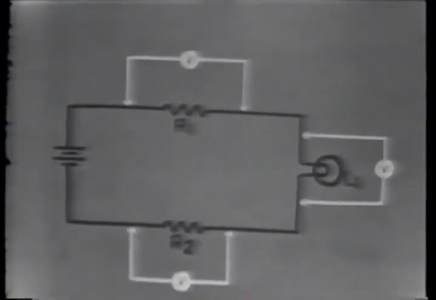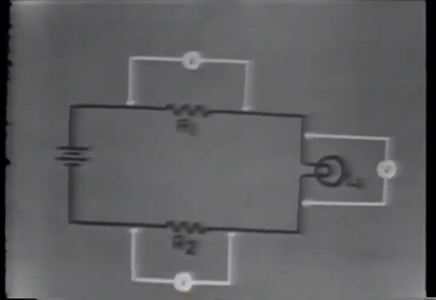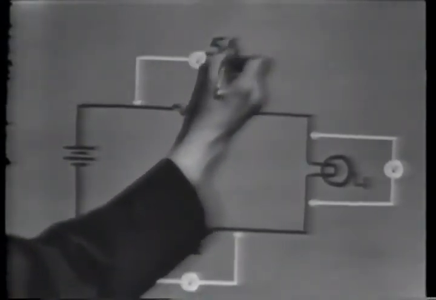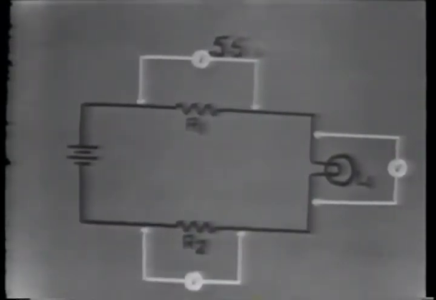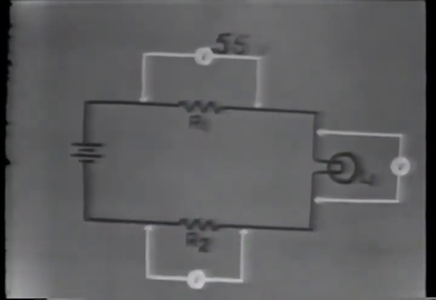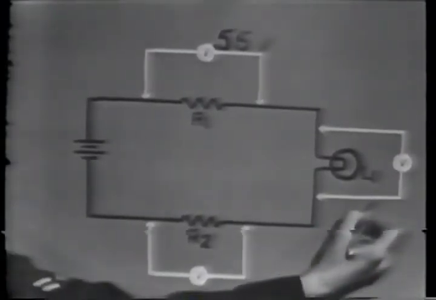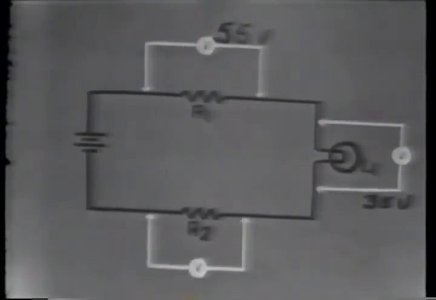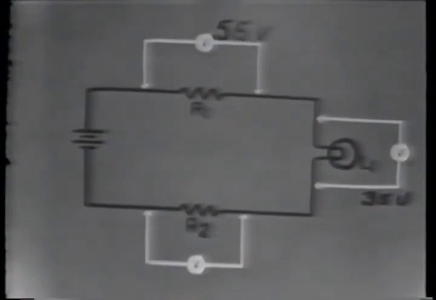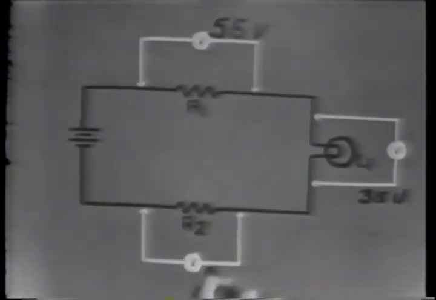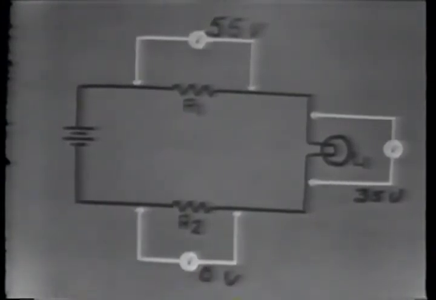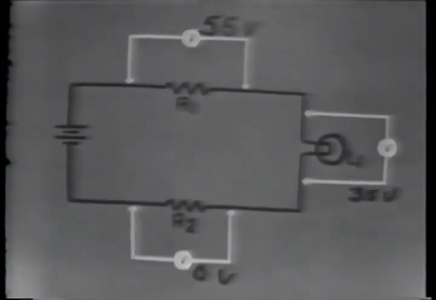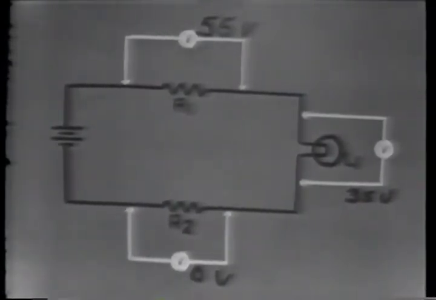When the voltmeter is connected across R1, it indicates 55 volts. When the meter is connected across L1, it indicates 35 volts. When the voltmeter is connected across R2, it indicates 0 volts. Now, what trouble or troubles would there have to be in this circuit to give these indications? Think about it for a moment.